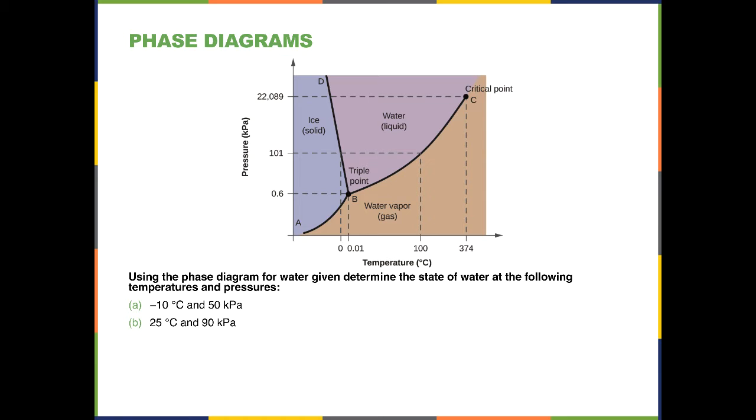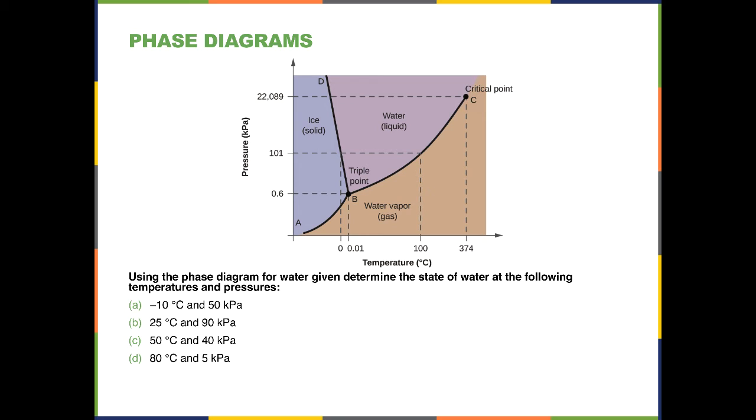Now 25 degrees and 90 kilopascals. 25 degrees is going to be about a quarter of the way this way, and 90 is going to be right in this area right here. And so here we're going to be liquid water. 50 degrees and 40 kilopascals. Now I think I picked this one. This is right in the middle here. And 40 is pretty close to this line. And I may have picked it specifically so that it would be on the line. And if it's on the line, then the answer is liquid and gas.